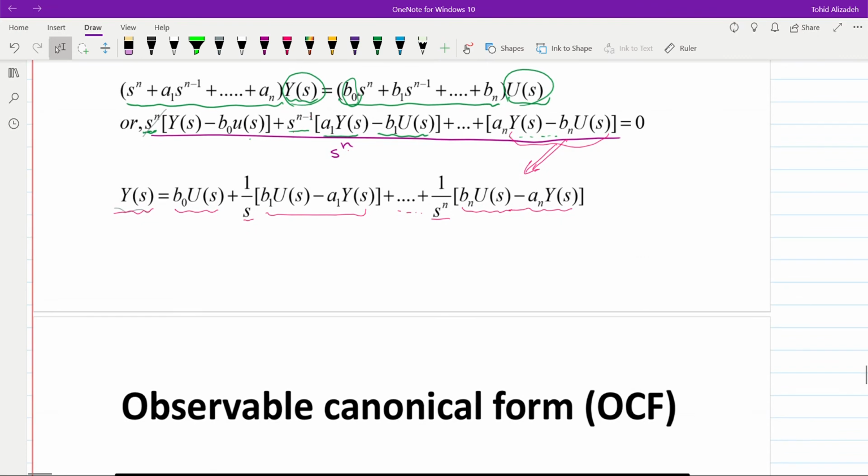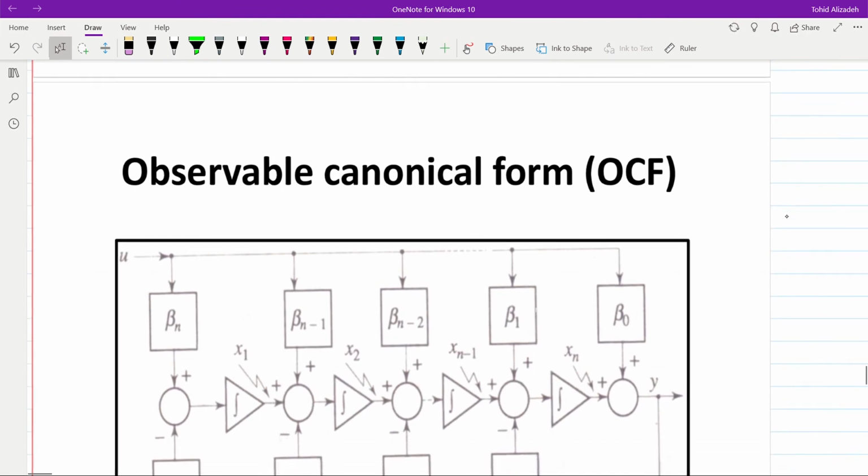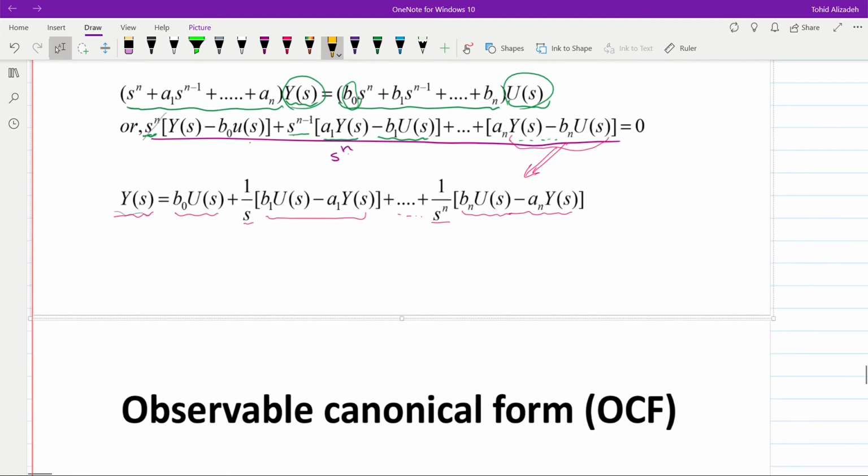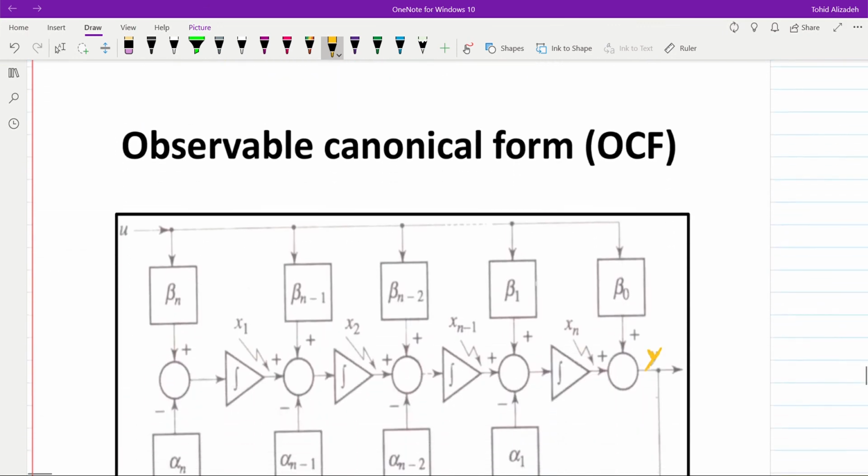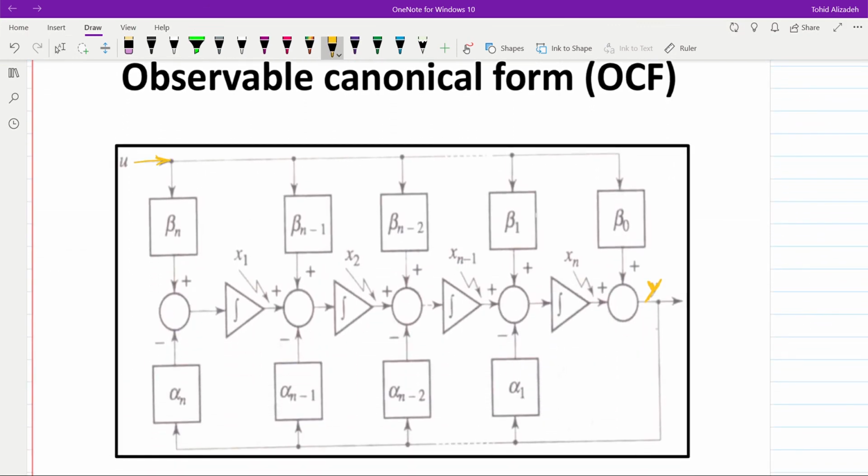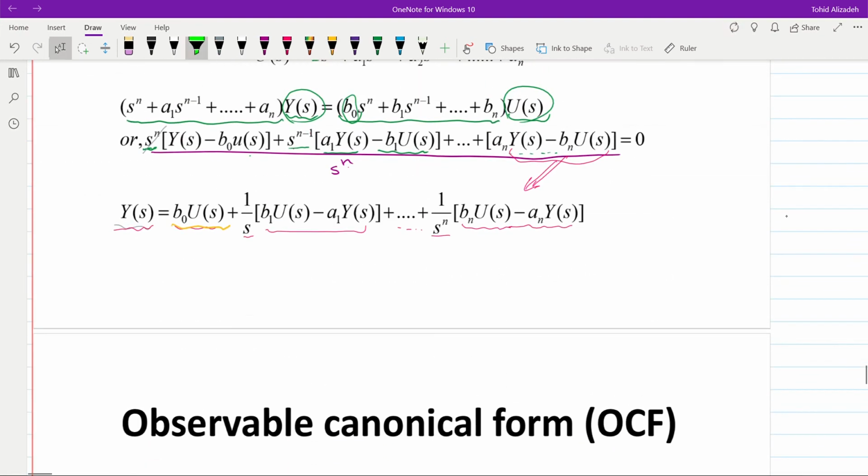Now we can construct a block diagram for this system. Here, as the main output, we have the y signal. So u is the input to the system. Y is equal to b0 times u plus 1 over s times a sum of some other terms.